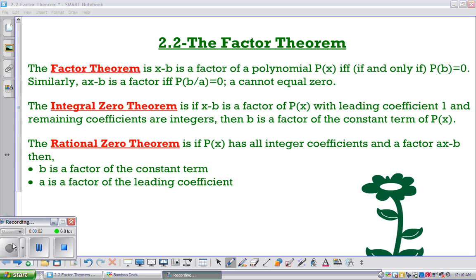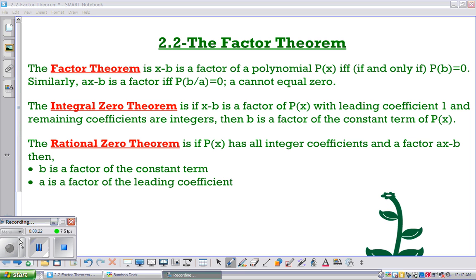So welcome everyone to your 2.2 lesson, and this is on the factor theorem, which closely relates to 2.1. So if you're stuck on 2.1, make sure you go back and get caught up. I'm going to give you a chance right now to copy this. If you want, you can pause the video, and then we will go through these three definitions.